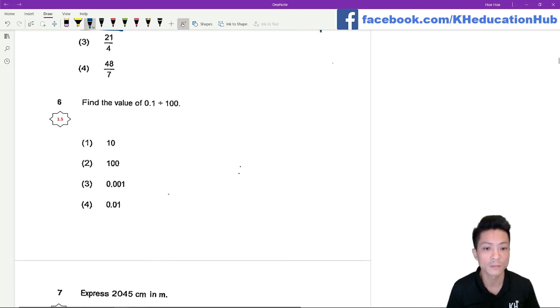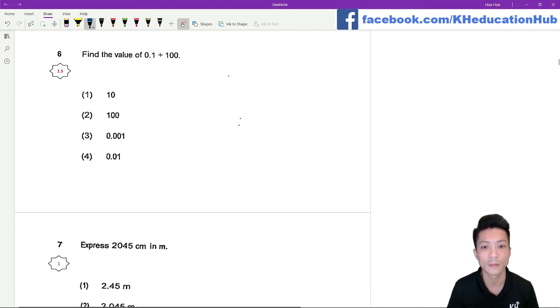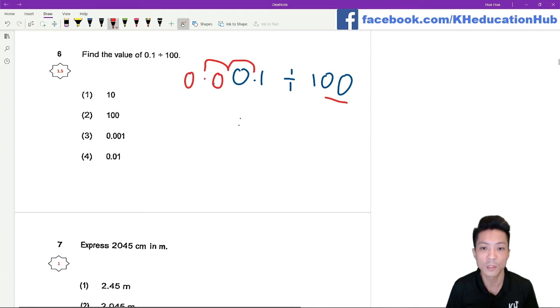Question 6, they want you to find the value of 0.1 divided by 100. 0.1 divided by 100. You can use the jumping bean method. If it's division, your decimal will jump to the left. Okay, two zeros behind, so you jump twice. Decimal ends here, so it's 0.001. 0.001, answer is number 3.